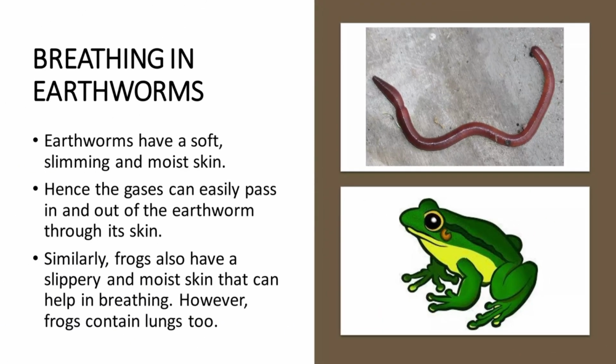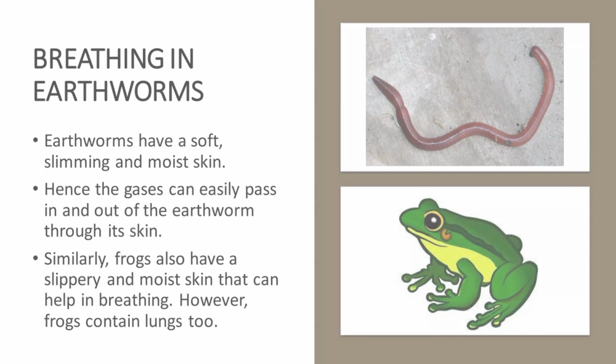Earthworms have a soft, slimy and moist skin, hence the gases can easily pass in and out of the earthworm through its skin. Similarly, frogs also have a slippery and moist skin that can help in breathing. However, frogs contain lungs too.